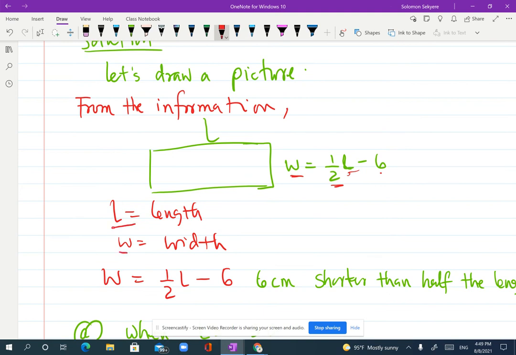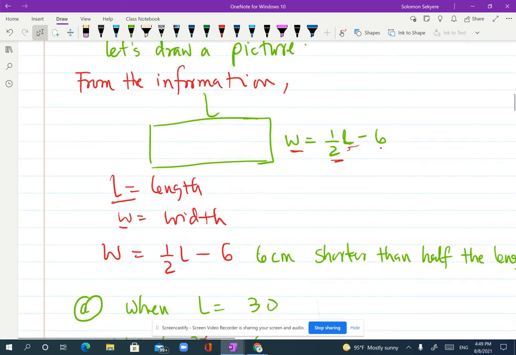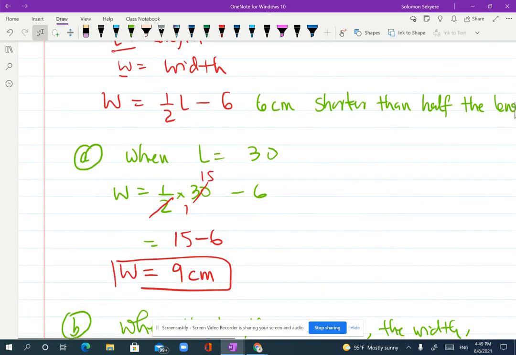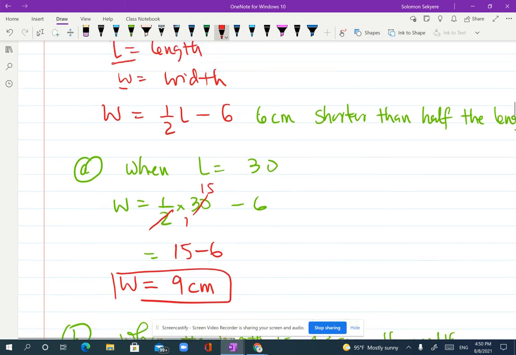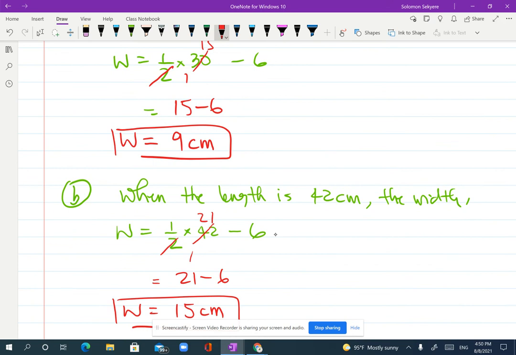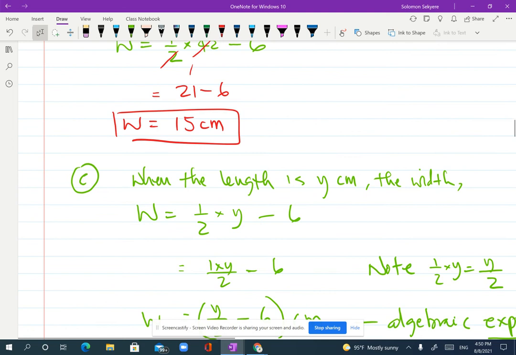See that? Cool? So now, if the length is 30, we plug in 30 here. 1/2 L means 1/2 times 30. We simplify and we get 15 minus 6, 9 centimeters. And if L is 42, again, 1/2 L means 1/2 times 42. We simplify and W equals 15.